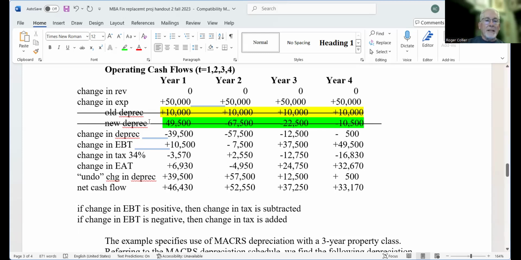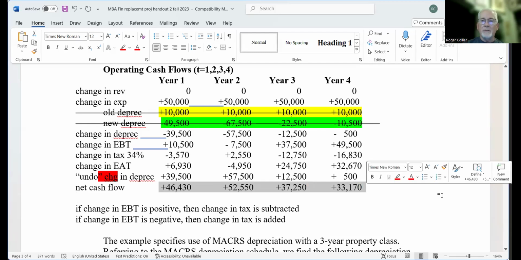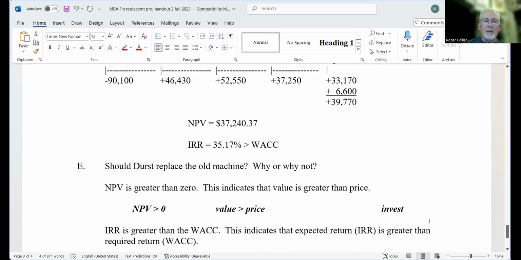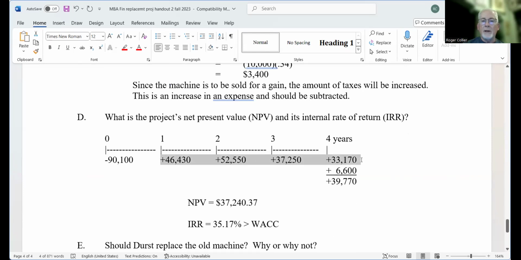Okay, put the EBT and the taxes together, you get EAT, earnings after taxes. Then, of course, we undo the change, not the old, not the new, but the change in depreciation. Right? It was negative 39.5, so it's positive 39.5, and so on. Put those two together and we get the operating cash flows. And those go down here on the timeline for the operating cash flows.